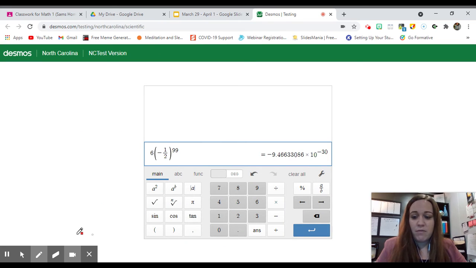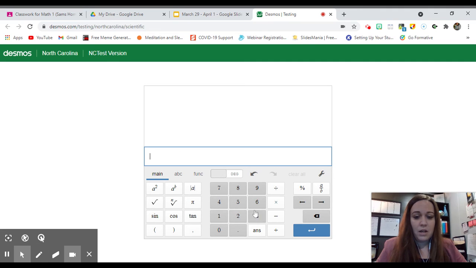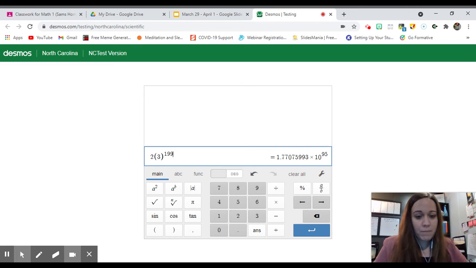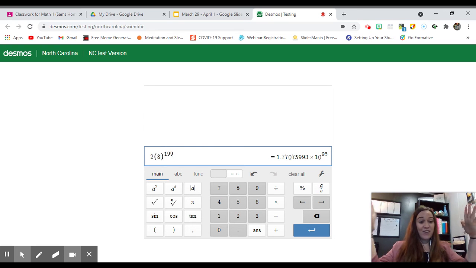So I'm going to clear this off. I'm going to do 2 times 3 raised to the 199th power, and that number is 1.77, let's just round it there, times 10 to the 95th power. There's no negative on my exponent here, so that means my number is going to increase, and this is a very, very large number. So you can leave it as this on your multiple choice, your guided practice, or your independent practice, but just know that this number is very, very large, and it's being expressed in what is called scientific notation.